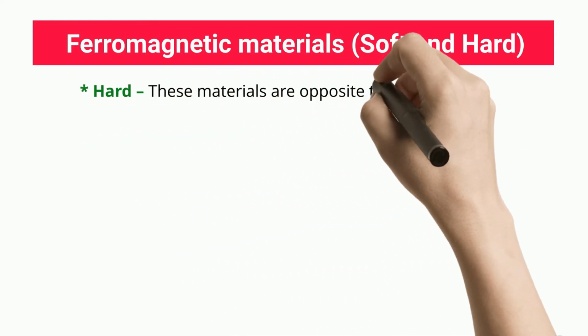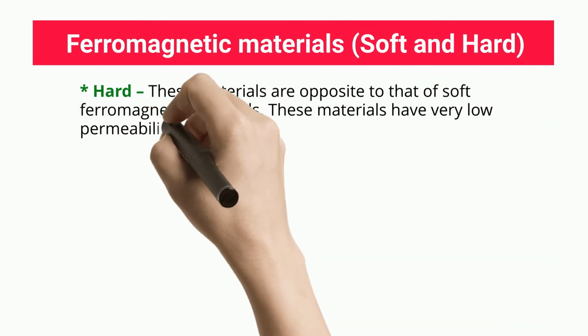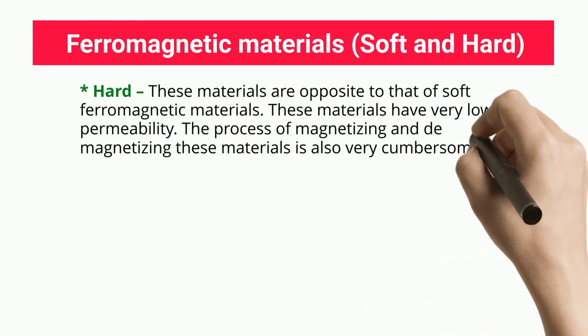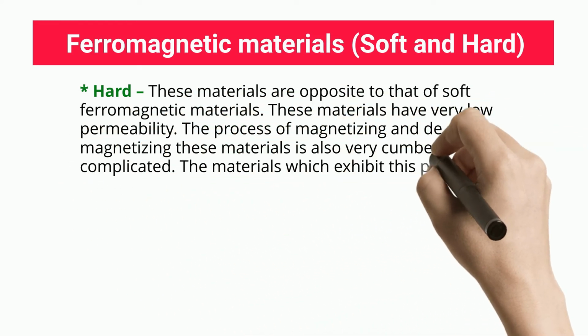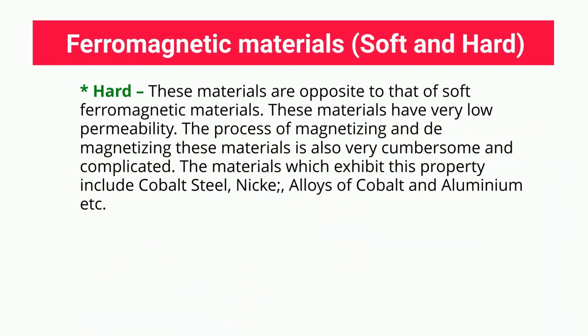Hard. These materials are opposite to soft ferromagnetic materials. These materials have very low permeability. The process of magnetizing and demagnetizing these materials is also very cumbersome and complicated. The materials which exhibit this property include cobalt steel, alnico, alloys of cobalt and aluminium, etc.